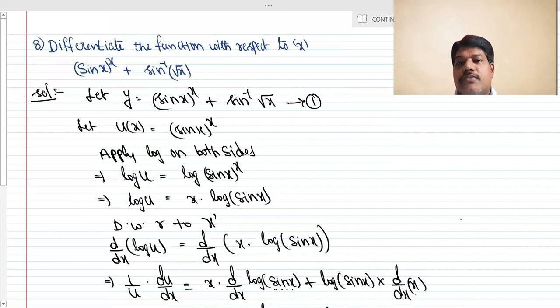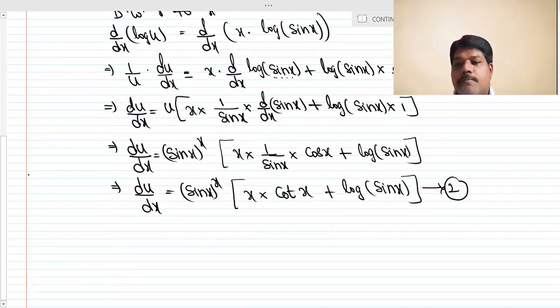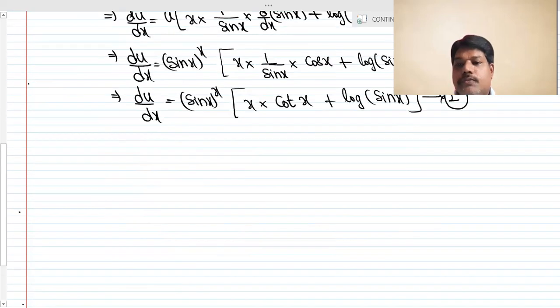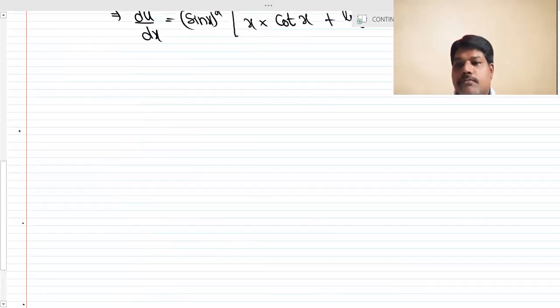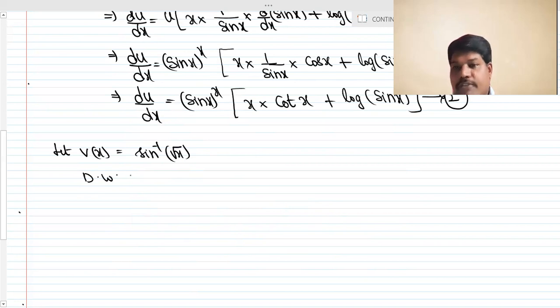So next, what is the next function? The next function is sin inverse of root x. So what I will do here: next, let v of x be equal to sin inverse of root x. What happens, students? Here I will apply the derivative directly. Differentiate with respect to x.